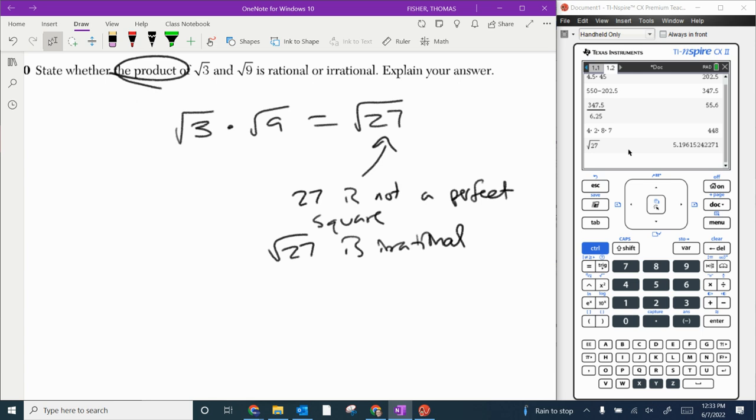What I would do is add a little bit more to this, and I would just say, well, we also know that when we type in square root of 27 equals, our calculator gives 5.196. I'll write the whole thing down.